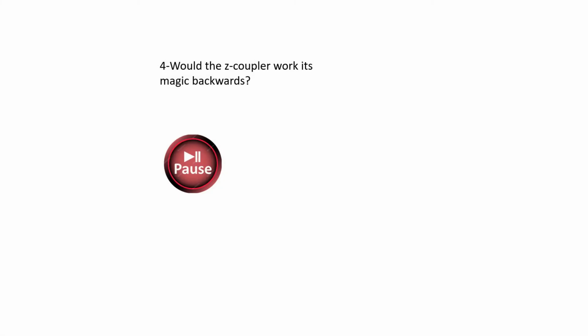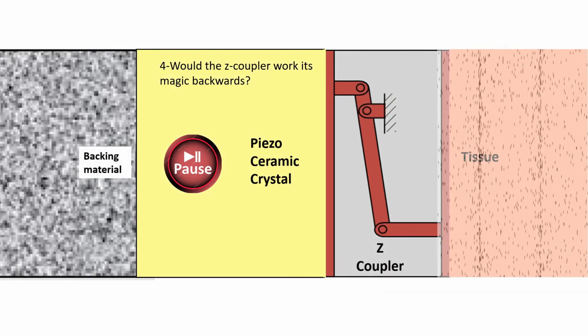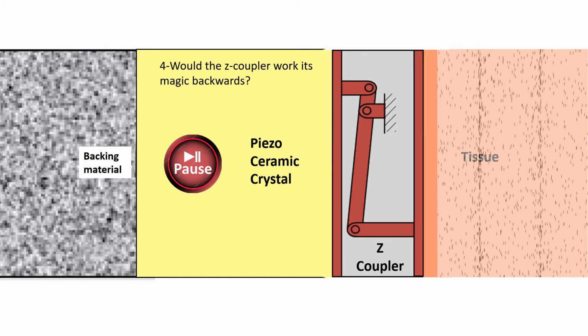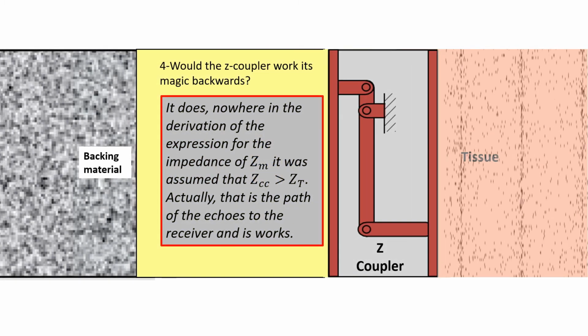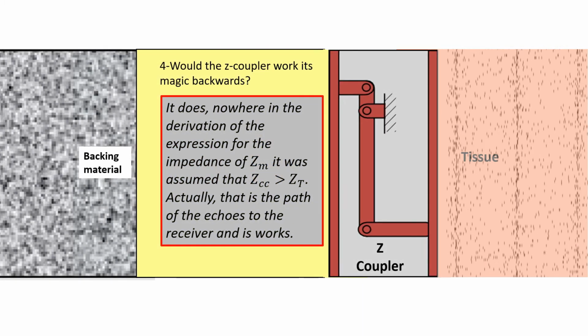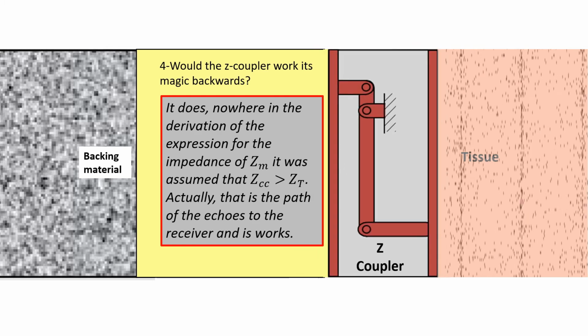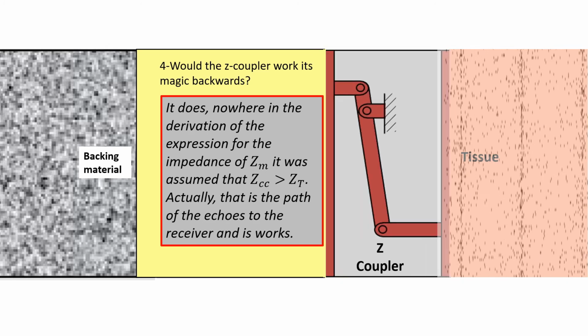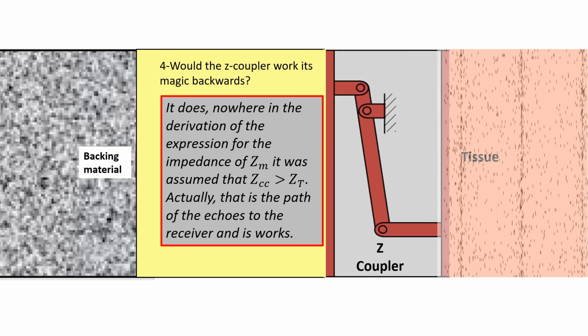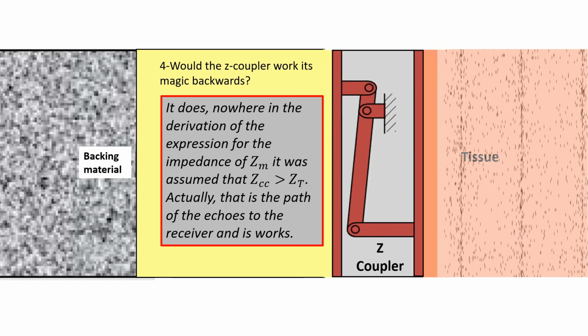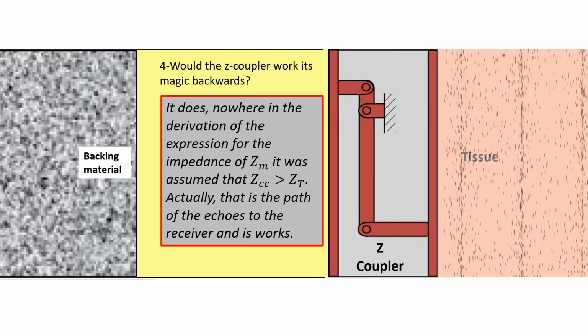Problem number 4. Would the zeta copper work its magic backwards? Hit pause. It does. Nowhere in the derivation of the expression for the impedance zeta sub m was it assumed that zeta sub cc had to be greater than zeta sub t. Actually, that is the path of the echoes to the receiver, and it works.